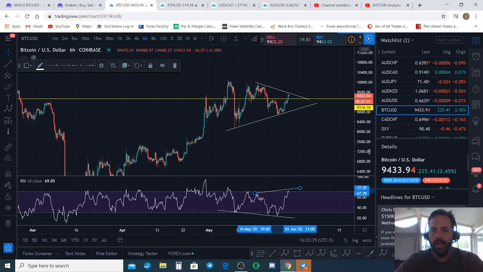So let's jump in. I want to analyze the divergences as well today because the divergences are telling a pretty decent story as to where we're heading. So let's look at it. Don't forget, none of this is financial advice.